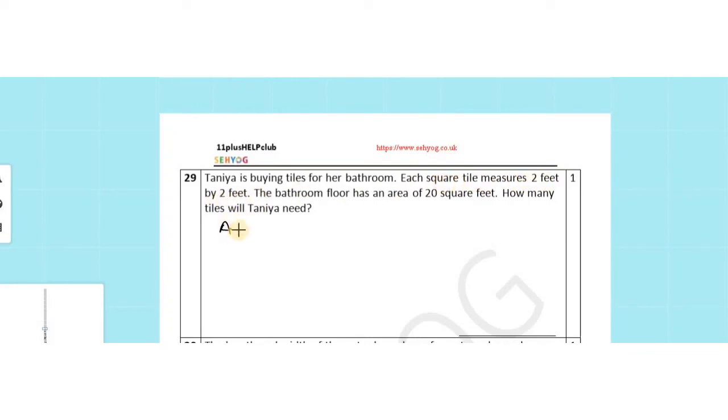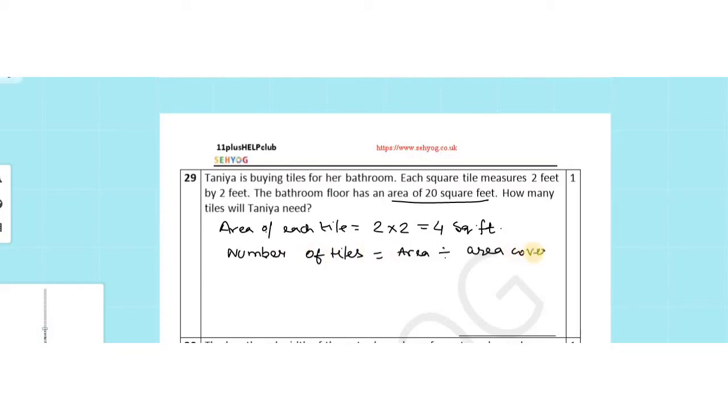Number 29. Each square tile measures 2 feet by 2 feet. So, area of each tile will be 2 times 2, which is 4 square feet. Again, the floor of the bathroom is of area 20 square feet. So, to find the number of tiles, we will divide the total area by the area which is covered by one tile. So, 4 square feet covered by one tile, we will need 20 divided by 4, which is 5 tiles to cover the whole area.